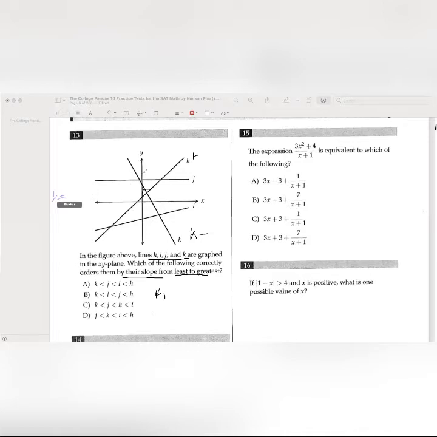Yeah, probably like y equals 4, 5. Whatever, 5, yeah. Which indicates it has no slope.